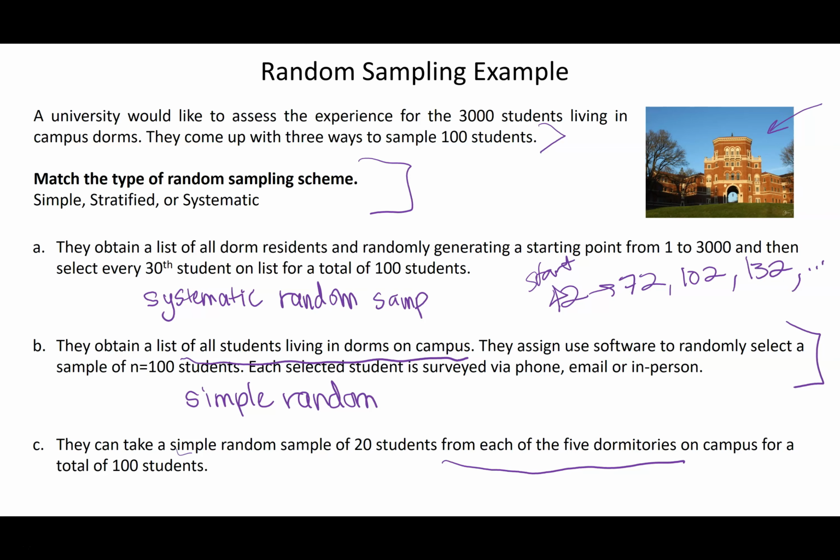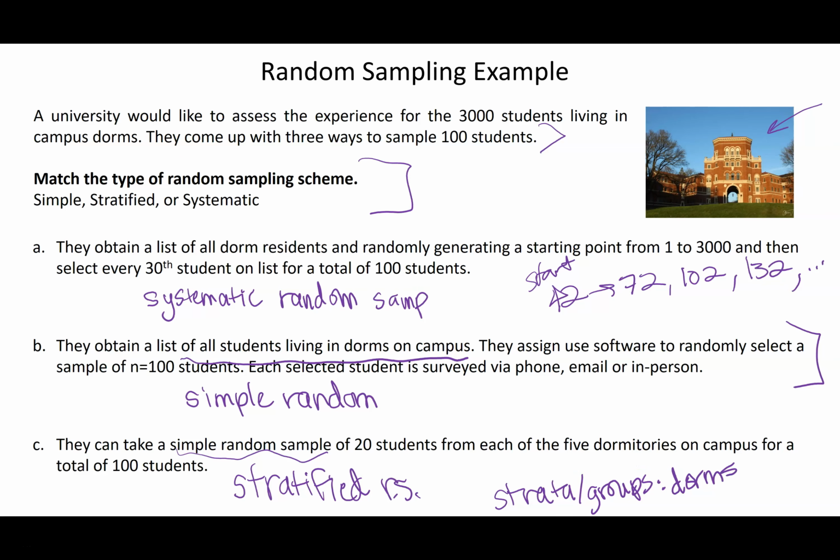So even though it says simple random sample, don't let that mislead you. This is a stratified random sample. I'm going to just abbreviate there. Where the strata, so strata means groups, are the dorms. So they grouped them by dorm and then randomly sampled from each dorm.